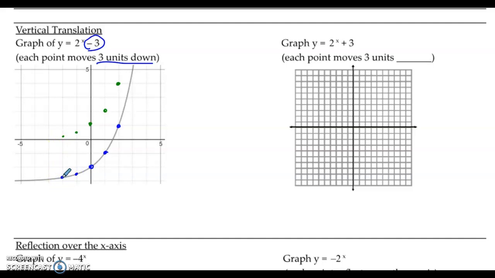All right, how about the next one? 2 to the x plus 3. So each point is moving 3 units plus 3. Which way would that go? So go ahead and pause your video, see if you can complete this second graph.